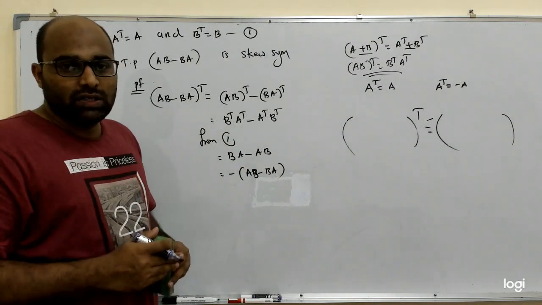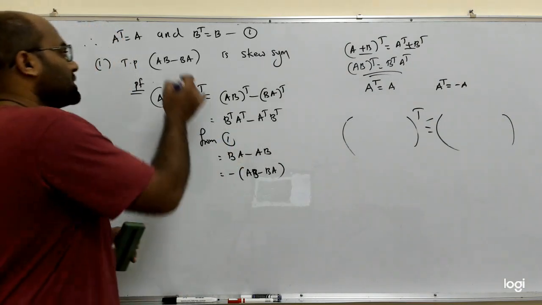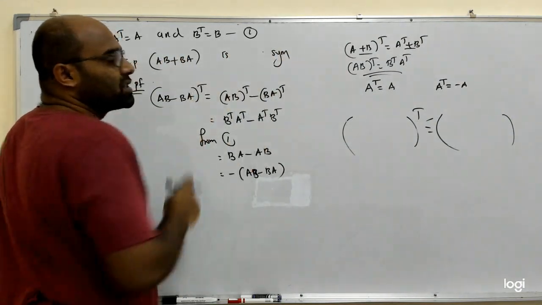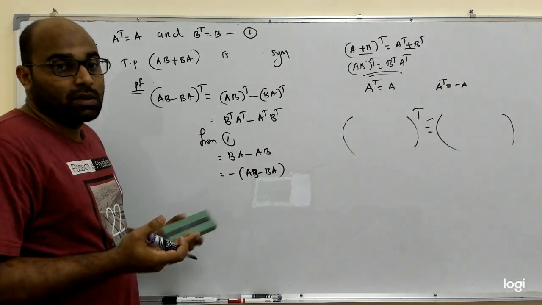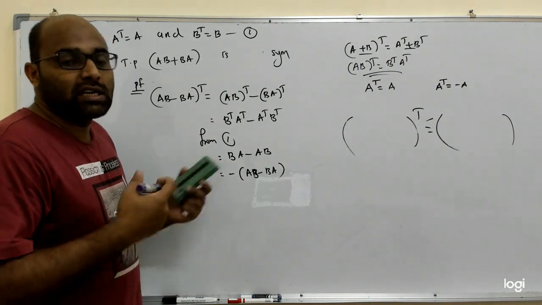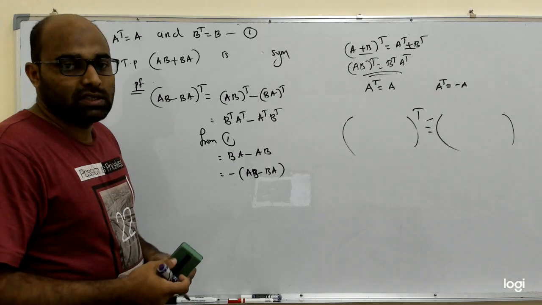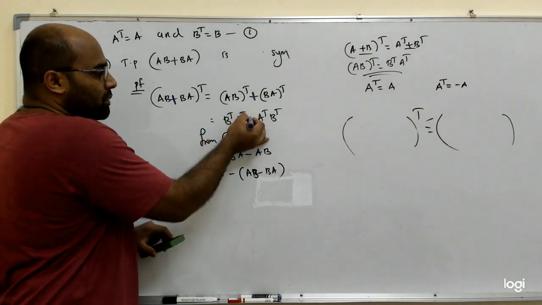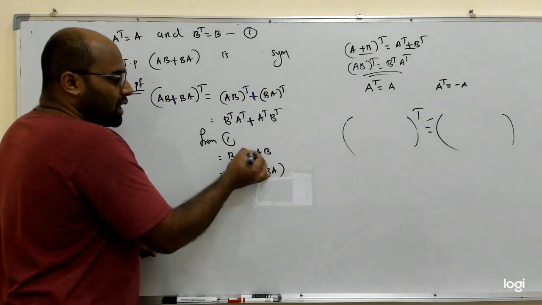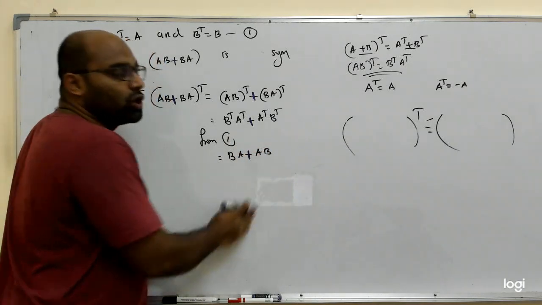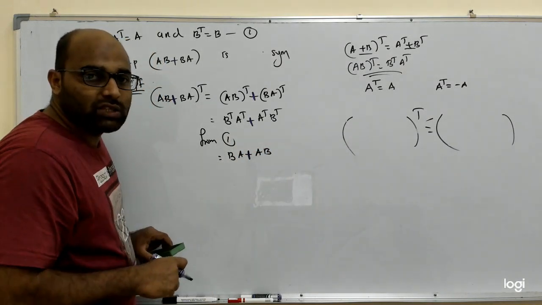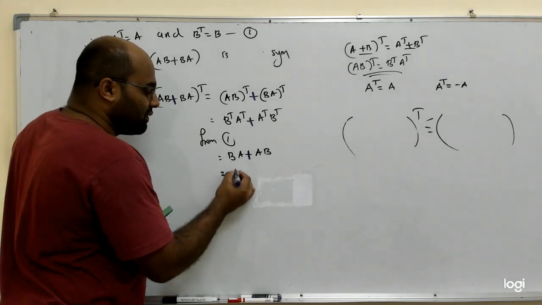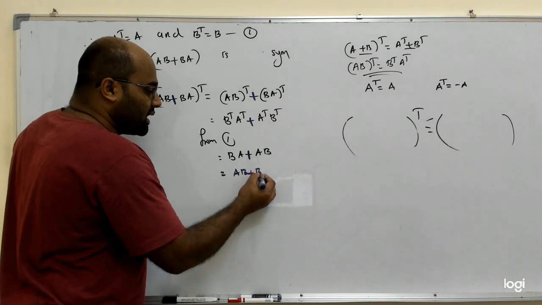Now the second one is to prove AB plus BA is a symmetric matrix. What is a symmetric matrix? The transpose should be the same thing, the same matrix. So we can see this transpose, plus everywhere same thing only, and here also plus. I told you before, matrix multiplication is what? Commutative. So BA plus AB we can write as AB plus BA as well.